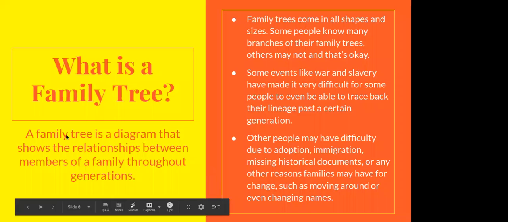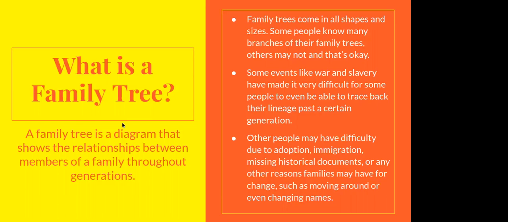But we already talked about what is a family tree. We've given our definition. A family tree is a diagram that shows the relationships between members of a family throughout generations, which is the important part. And some things to remember here: family trees come in all shapes and sizes, right? Some people know many branches. Some people only know a few. That's okay. Some events like war and slavery have made it very difficult for some people to even be able to trace back.